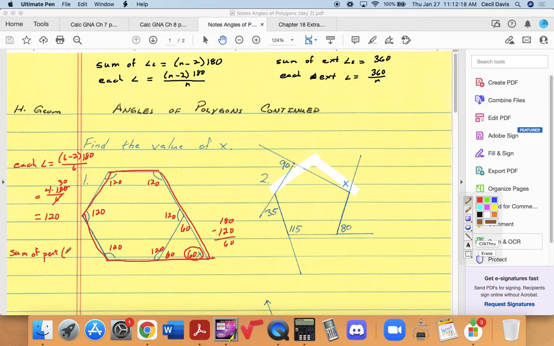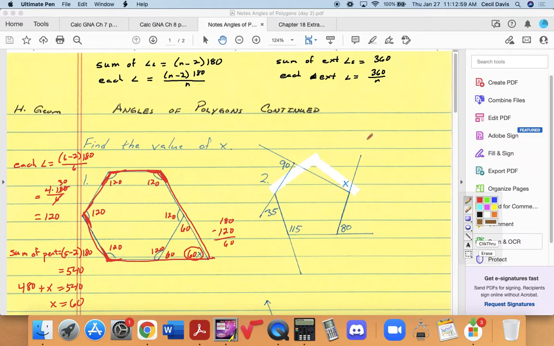Let's see, that would be 5 minus 2 times 180, which is 540. And then we've got 1, 2, 3, 4 120s and x. Well, the 4 120s is 480. And look at that. We get the same answer. Probably not really any longer, maybe a little bit.